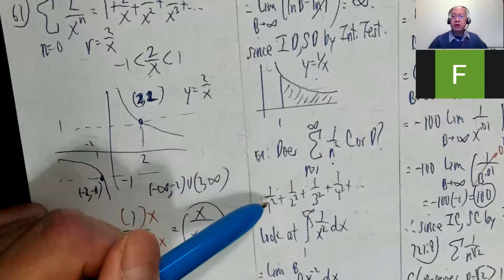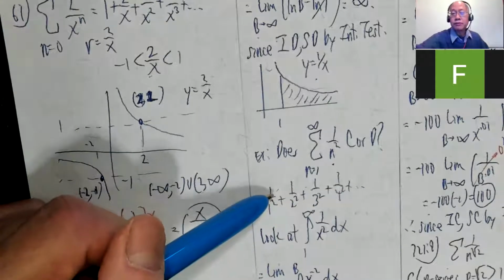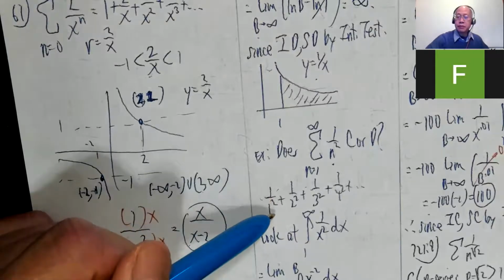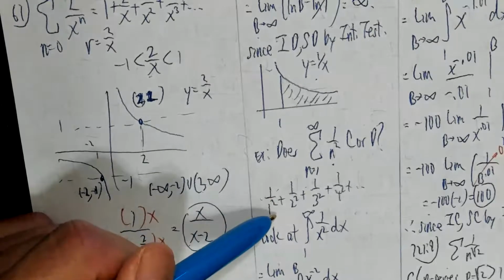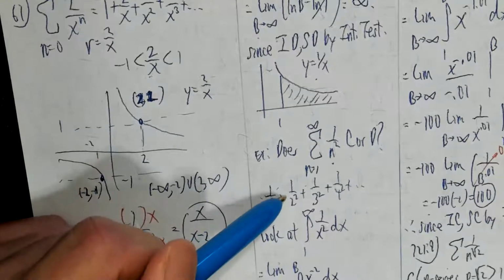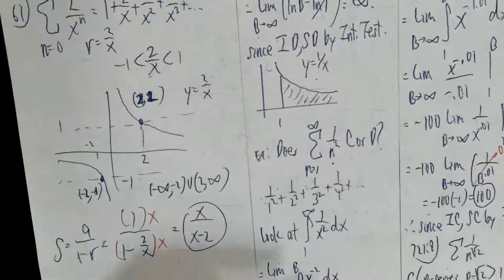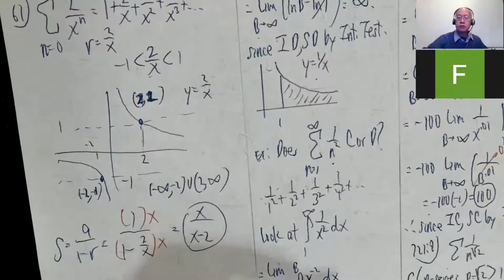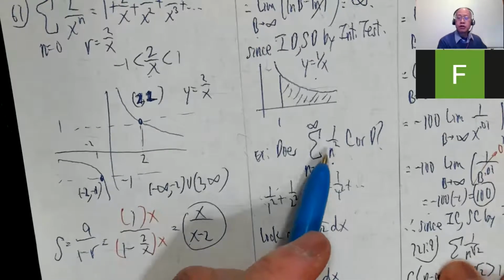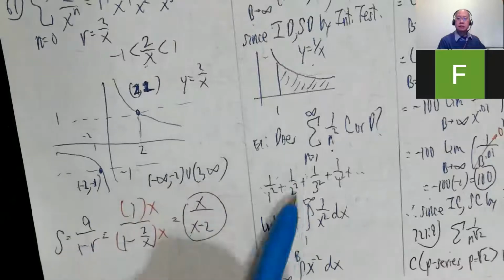In case you're wondering, why don't I just use the rule for geometric series? There's a very simple rule for that. But this is not geometric. You don't keep multiplying by the same thing throughout. This is 1 over 1 plus 1 over 4 plus 1 over 9 plus 1 over 16. So I cannot use the rule for geometric series. But I'll do the integral test.